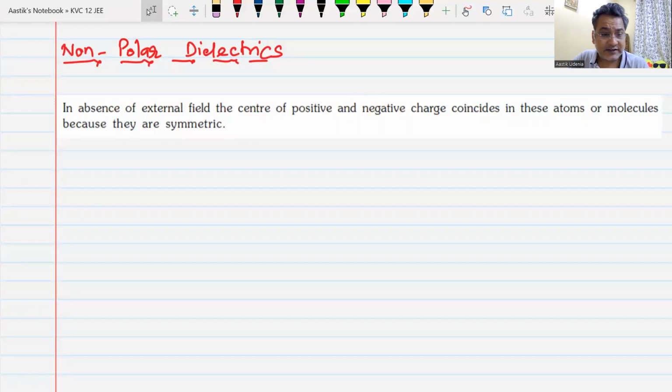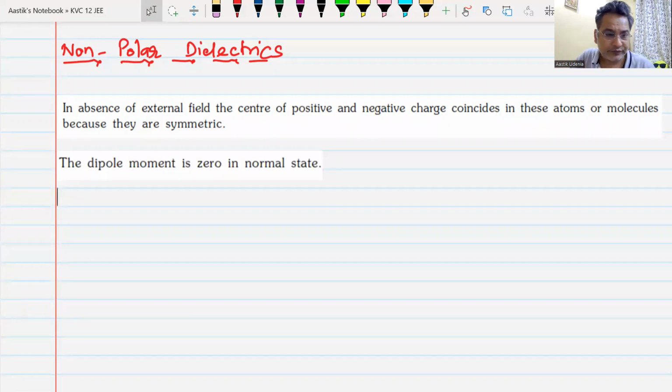So the first thing is, in the absence of an electric field, the center of positive and center of negative charges coincide. Symmetric molecules, N2, O2, F2. The centers of the positive and negative charge are the same. So the net dipole moment is 0 in the normal state. There is no dipole moment at all. Polar molecules have a very small dipole moment, but non-polar molecules are absolutely 0.